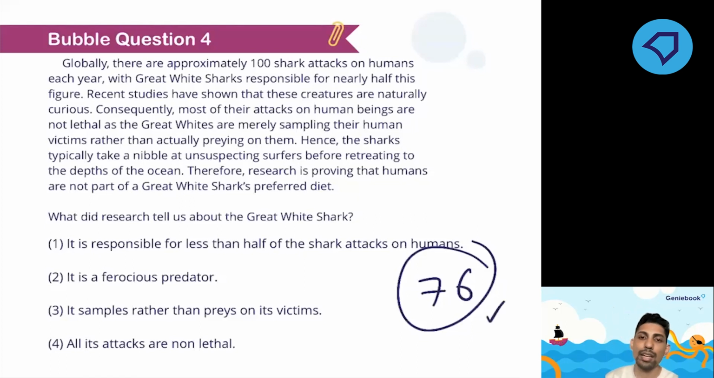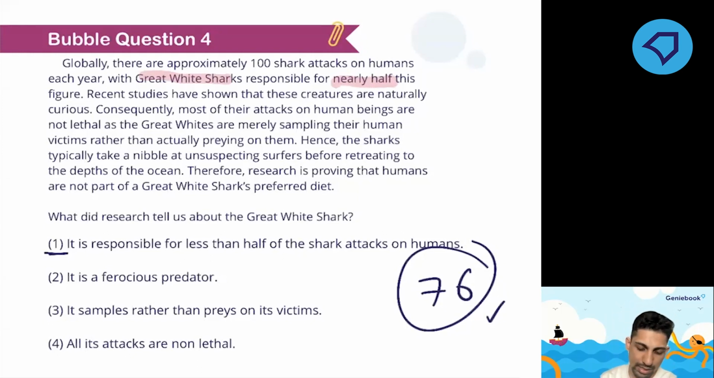Okay, let's check it out. Number one is the answer, right? It is responsible for less than half of the shark attacks. If you look at the second line of the passage, you see great white sharks, nearly half. This figure, nearly half, almost half, is less than half.